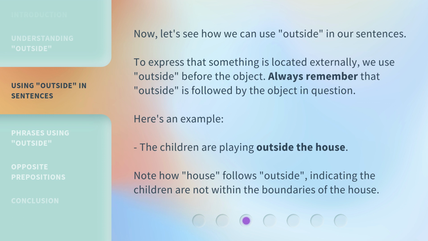Now, let's see how we can use outside in our sentences. To express that something is located externally, we use outside before the object. Always remember that outside is followed by the object in question. Here's an example. The children are playing outside the house. Note how house follows outside, indicating the children are not within the boundaries of the house.